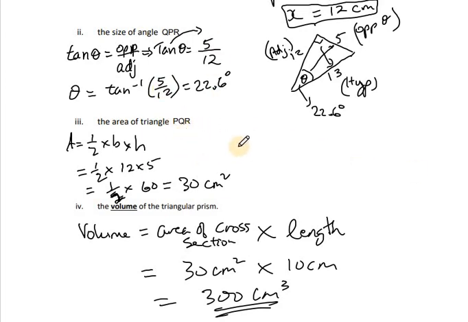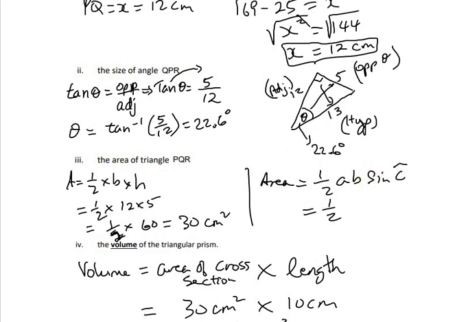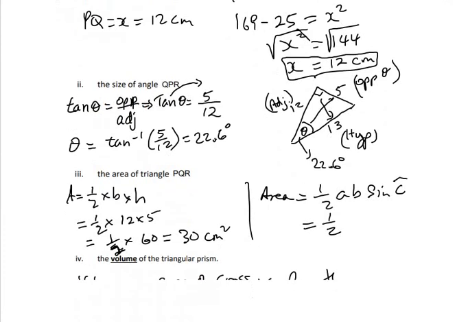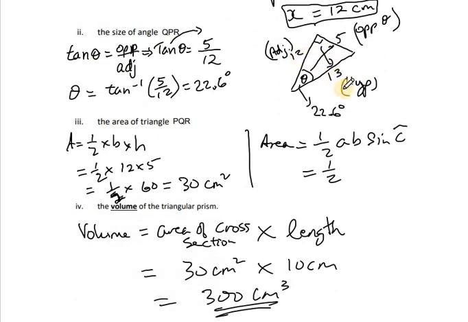Now, as I mentioned before, we could have found area another way by using this formula, half times A, B, sine of angle C. So it's half. Now AB in this formula will be the two sides that form an angle. So we could use any angle we want. So we could use 12 and 13 as our two sides, being A and B. But the angle that we'd have to use would have to be the angle formed by these two sides, 12 and 13.